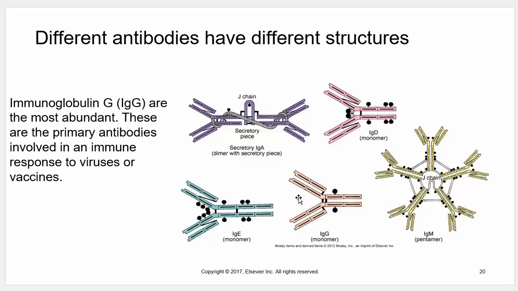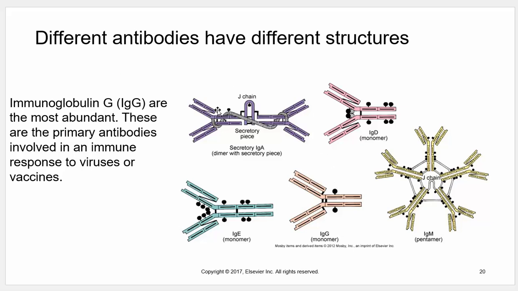This is IgG, so it's the Y-shaped one, although they're all kind of associated with a Y shape. But immunoglobulin G, IgGs, are the most common, so they're the primary antibodies involved in an immune response to viruses or to vaccines. It can cross the placental barrier, so if a mother is pregnant, the fetus is able to get some of that immune response from the mother, we call that passive immunity.